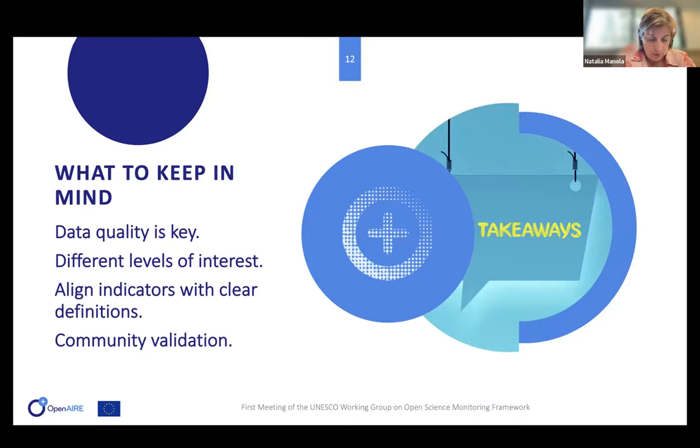The takeaways, trying to keep to my time, are what to have in mind when we are using such an approach. Data quality is of key importance. Any monitoring will have different levels of interest because it is going to be used by different groups of actors and stakeholders. We need to align indicators with clear definitions, and this is where this group comes in. And last but not least is the community validation. The community validation and the community engagement is very important.